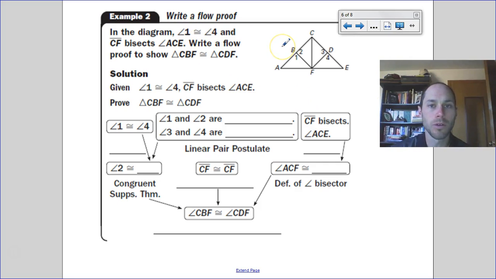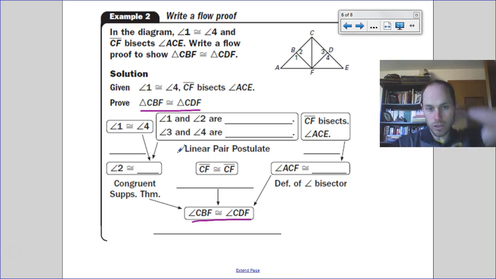So a flow proof is a way that we can put down all our information and show how it all relates and how it gets to what we're trying to prove. And in this case, we're trying to prove triangle CBF congruent to triangle CDF. So that's going to be our last statement.